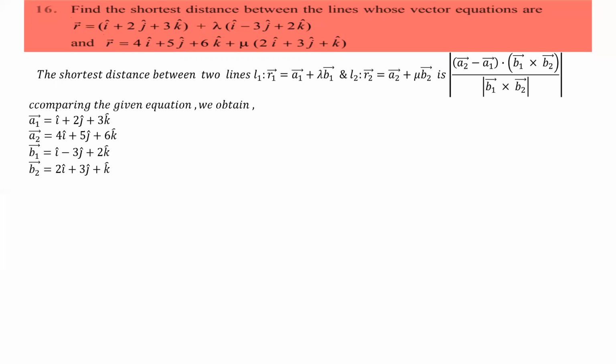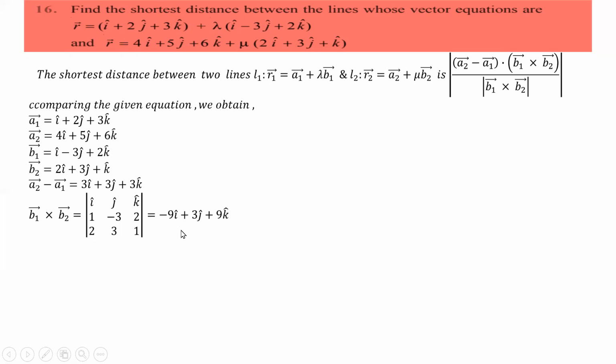So I'm not saying the vectors. You can see these things: vector a1, a2, b1 and b2. Now your work is to find these values. First we find vector a2 minus vector a1, which is 3i cap plus 3j cap plus 3k cap. Next find the cross product, that is vector b1 cross vector b2, that is the determinant value minus 9i cap plus 3j cap plus 9k cap.